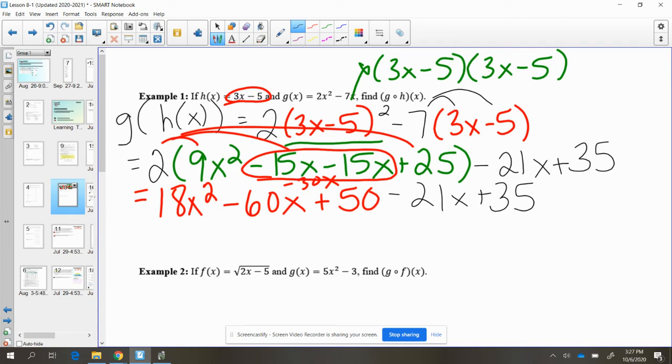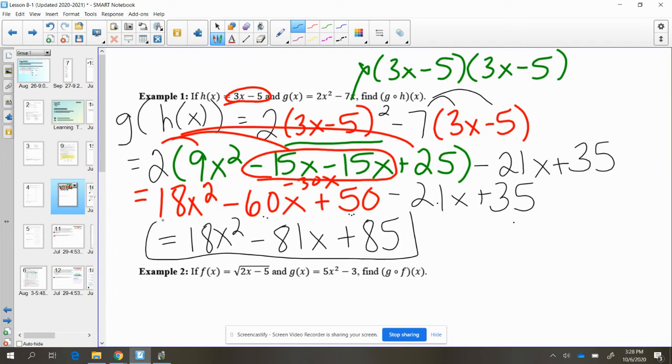And if we combine one more time, that should be all we need. We have 18x squared, and then negative 60x minus 21 more x's, minus 81x. And then 50 plus 35 is 85. Okay. And our domain here should end up being all real numbers because nothing is going to end up messing this up, in case they were asking you for domain at all.